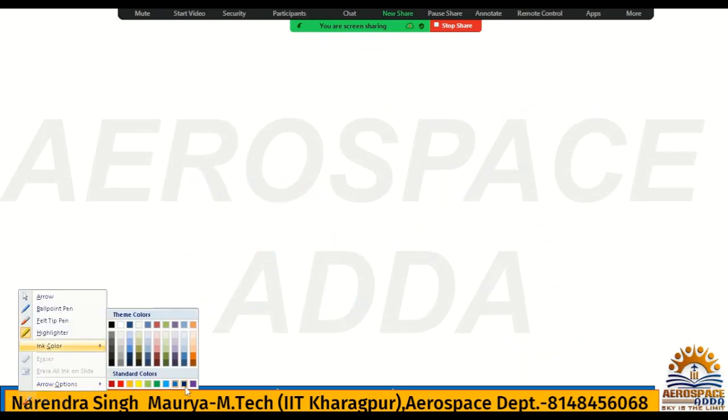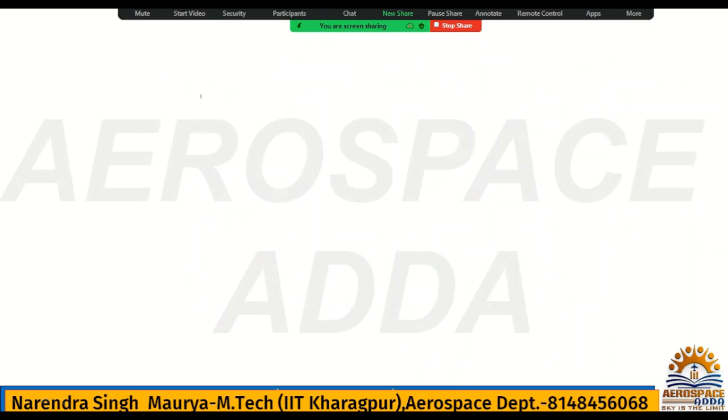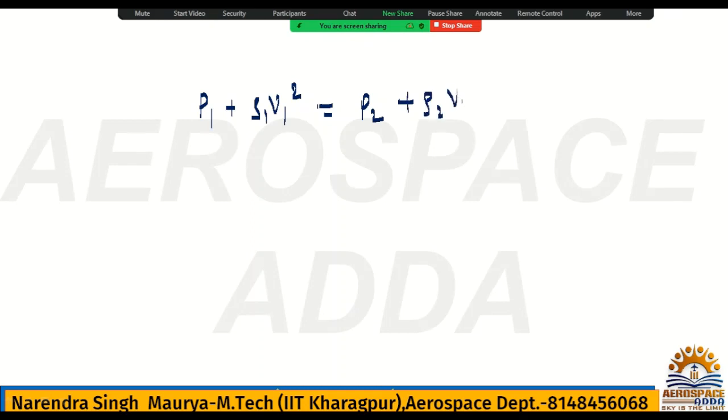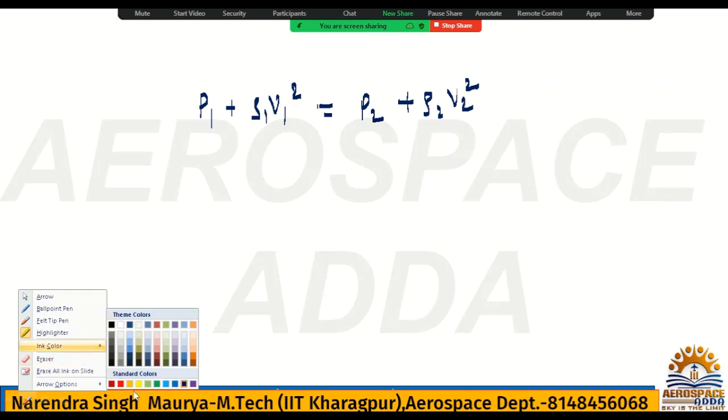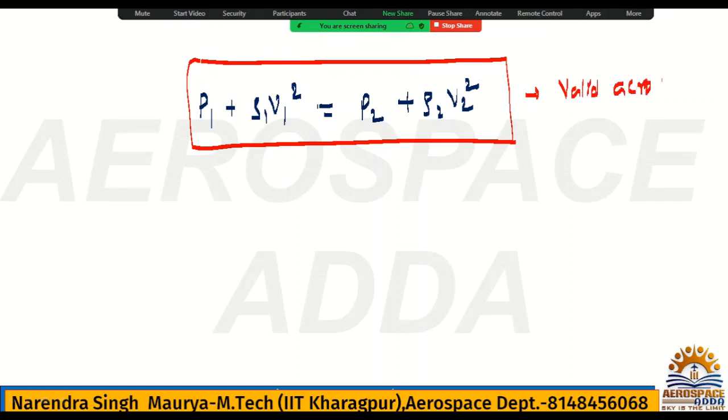In very short I am giving this, because if I explain this conservation equation again, it will take so much time. So now if you segregate this, then you will have P1 plus rho 1 V1 square is equal to P2 plus rho 2 V2 square. This is called the momentum equation, valid across a normal shock.